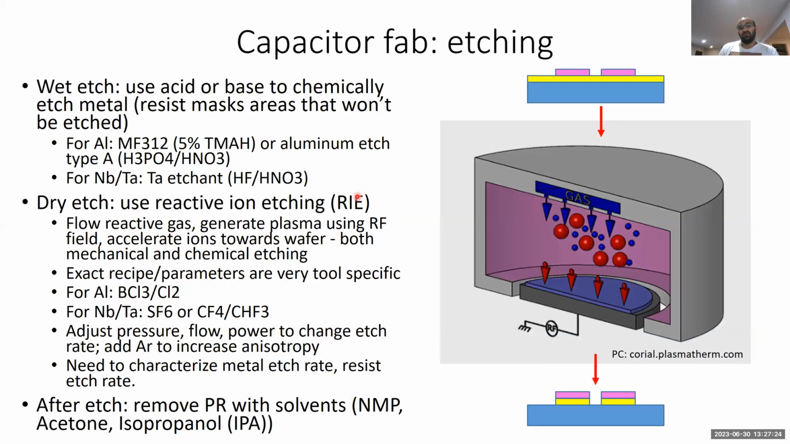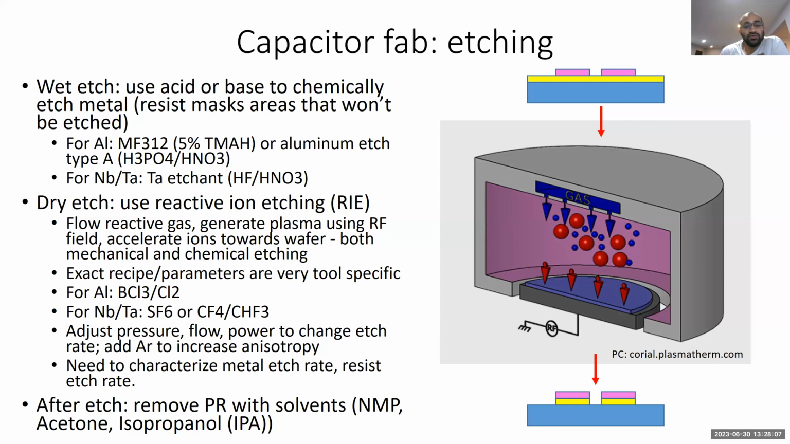So now that we've done development, we can move on to etching. There are many different ways to etch metal. There's a wet etch, which uses an acid or base to chemically etch your unmasked metal. And here you want to use a photoresist that's resistant to attack by the etchant. For aluminum, you can use an etchant like MF312, which is 5% TMAH, or you can use aluminum etchant type A by Transene, which is a mixture of phosphoric and nitric acid. For niobium or tantalum, you can use tantalum etchant by Transene, which is a mix of HF and nitric acid.